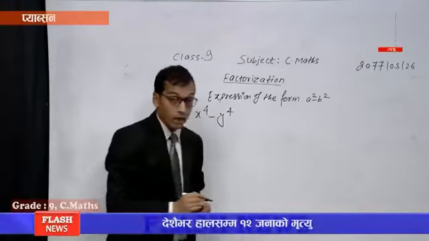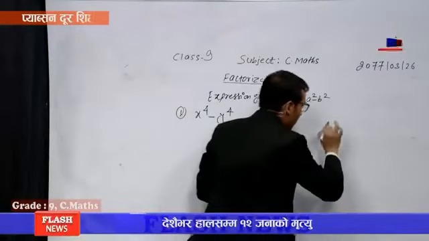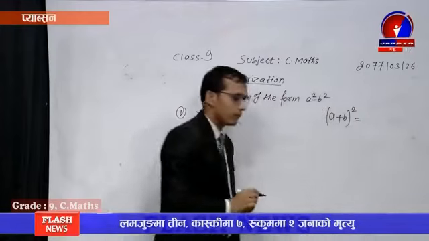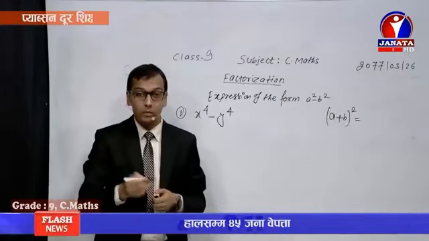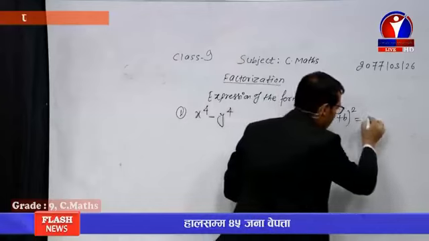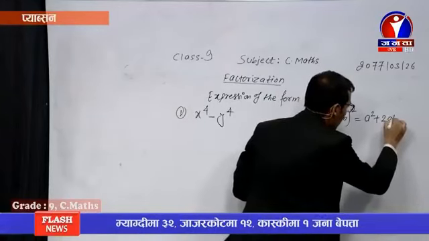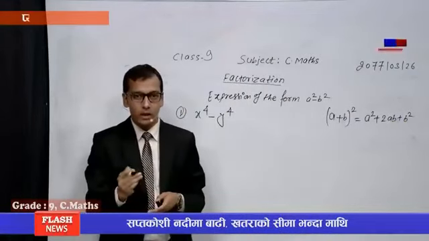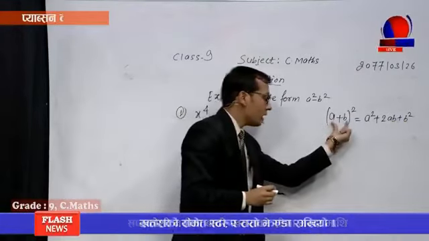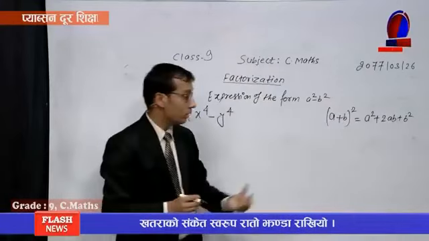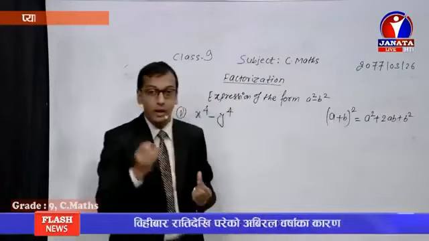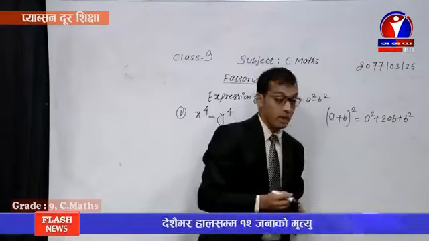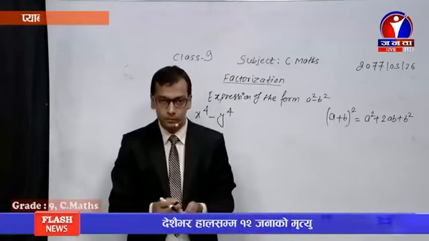Here, what we need to understand is, let me take an example, a plus b whole square. We know its formula: a square plus twice ab plus b square. This is called the expanded form, because the original expression, a plus b whole square, is expanded into three terms, a square, 2ab, and b square.